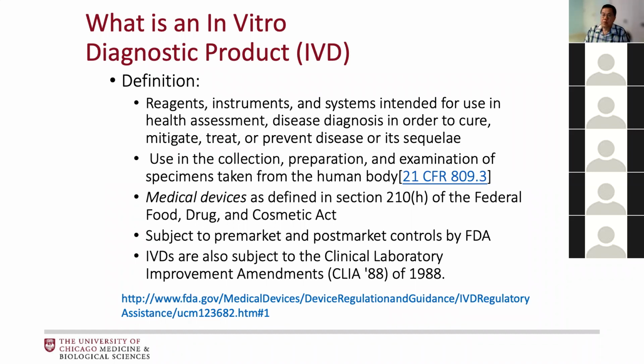So for example, when we draw blood into different kinds of blood tubes, that particular collecting device is an IVD. Even though it's not used directly to test the specimen, it is a conveying device that you are using to transport the blood to be tested. Therefore, those tubes need to be regulated and cleared or approved by the FDA.